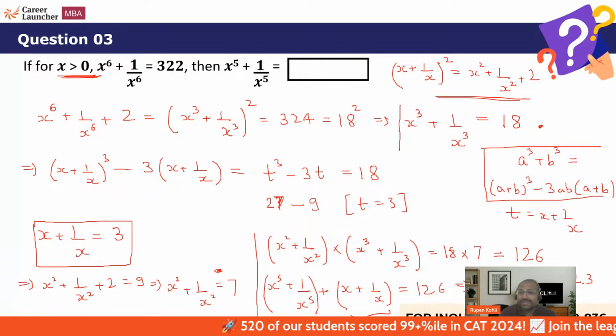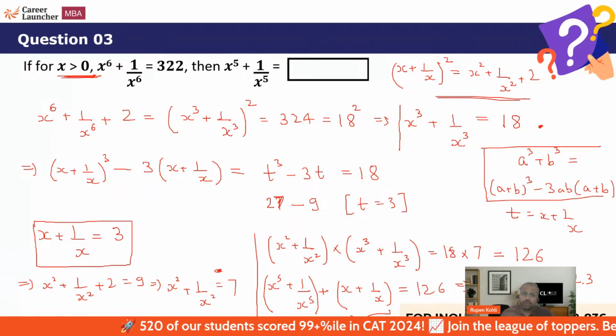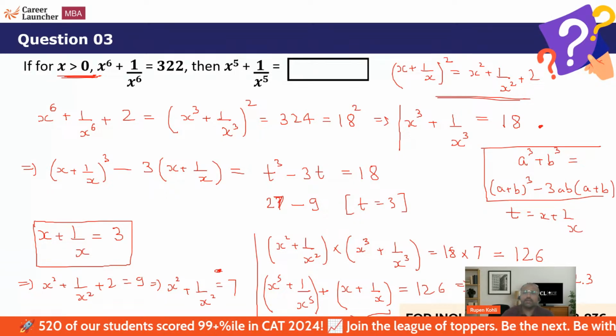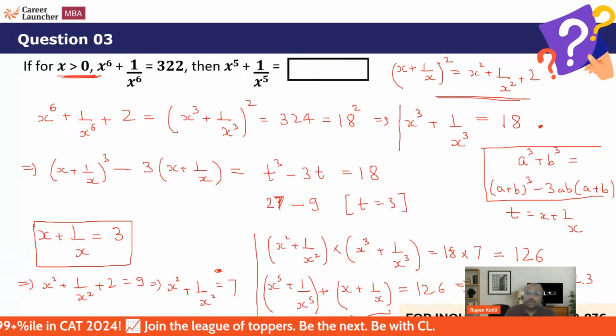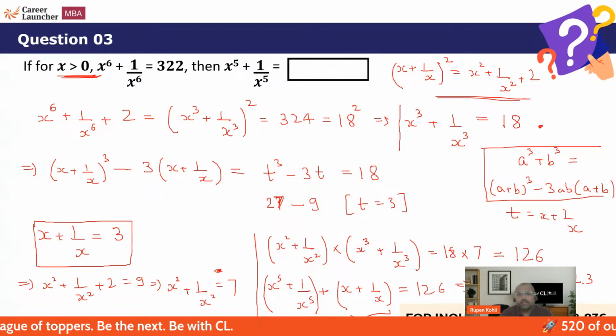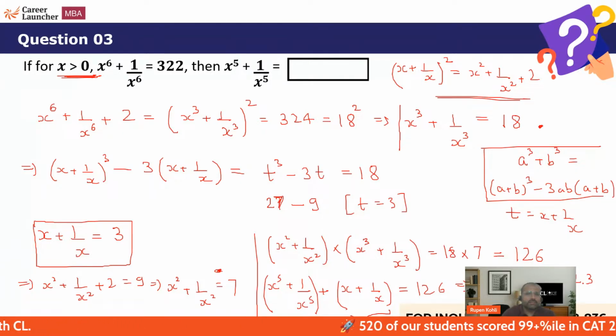So I think this question is the summary of all the different varieties of problems that could ever be asked on this style of expression: x raised to power something plus a reciprocal of that. Perfect.